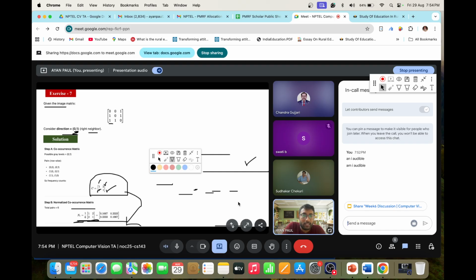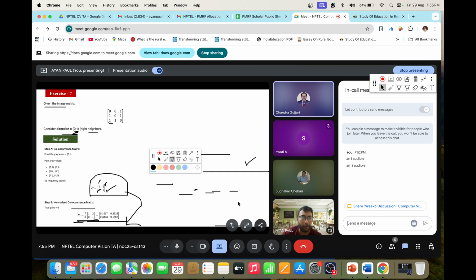If you can do this part, then the others are just formulas. If you understand this part, the others are just direct formulas. For energy you just add up the elements, and for entropy you just multiply each element by log base 2 of that element. So all these are very simple formulas.